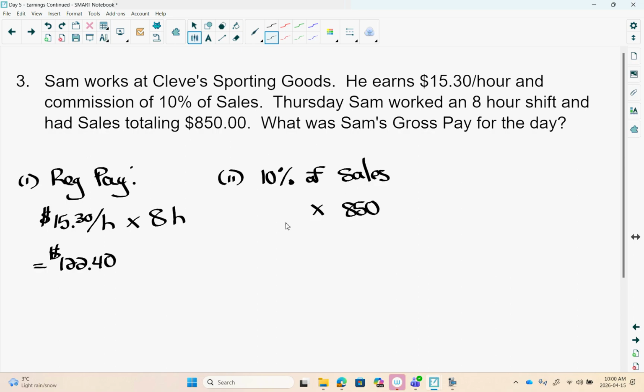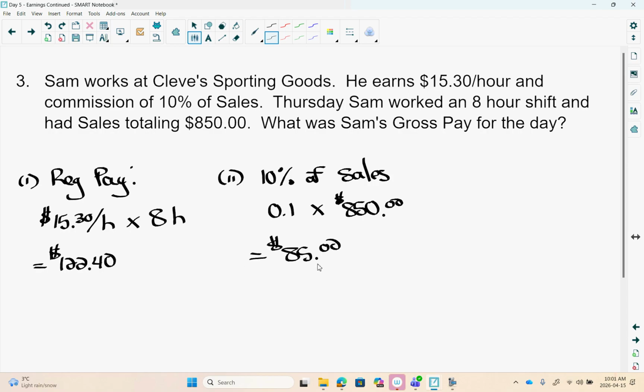I know that of means multiply. And I know that 10%, percentage is no good to me. I need a decimal like I did in the last question. What's 10% as a decimal? What's 10 divided by 100? Okay, what is 10% of 850? Anyone know that? $85. Nailed it. So he gets this much and this much.